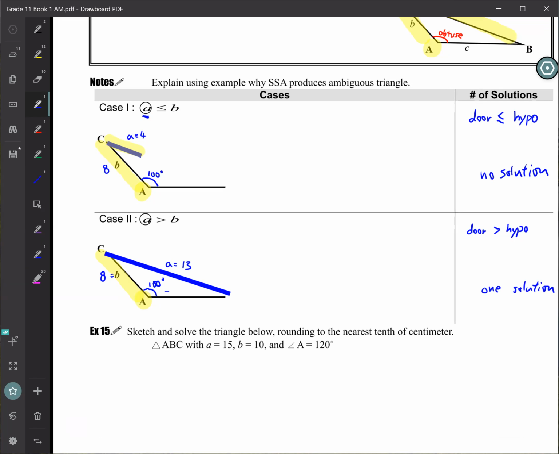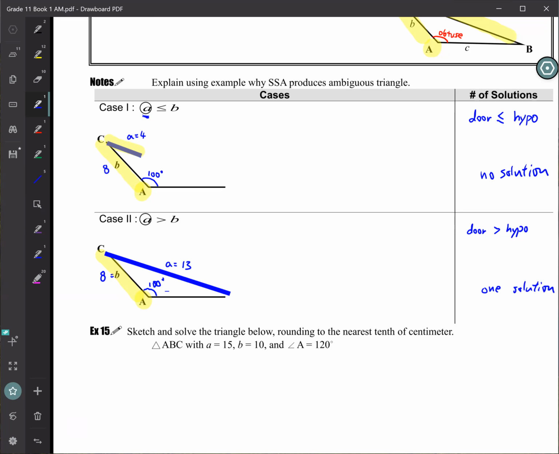9. Okay, so a little bit longer than 8, so 9, so maybe here. Now if I want to make a triangle, the only way for that to happen is to swing it and put it here, right? Then it will close up, okay?